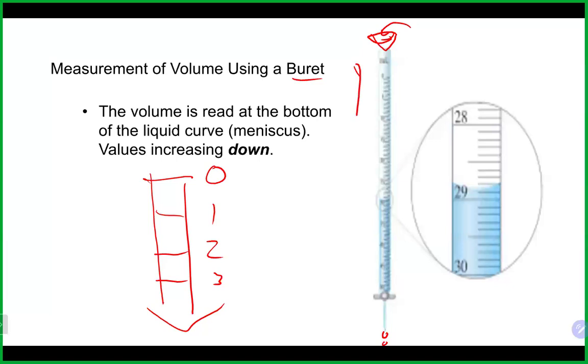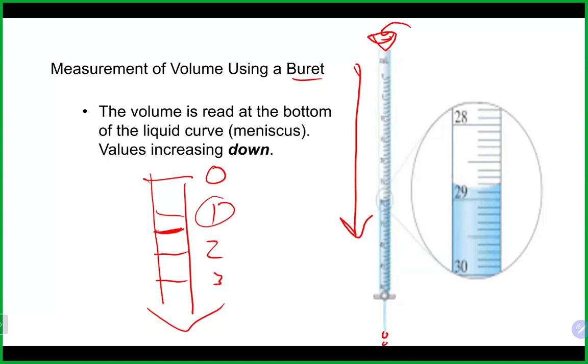The scaling actually increases as you go down on something like a burette, because again, you fill it from the top, it comes out the bottom. So as you drip it out the bottom, you're actually giving more volume. So for example, when you have a volume level, something like this is actually going to be 1 point something, not 2 point something. So you do want to make sure that you read it correctly and know which way the scale goes.